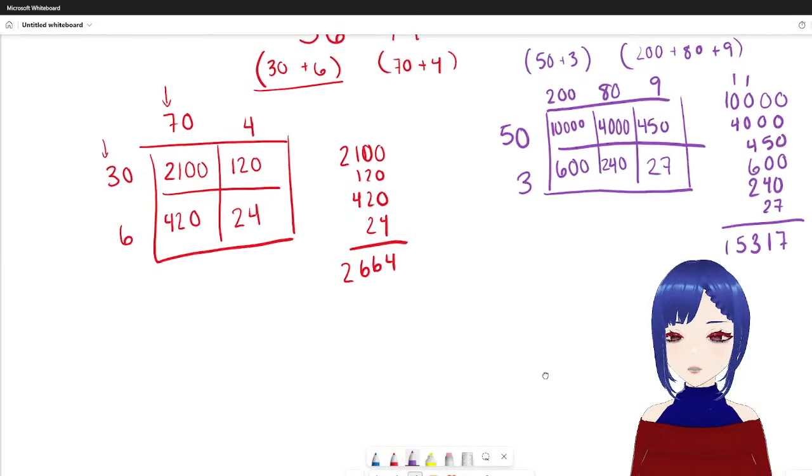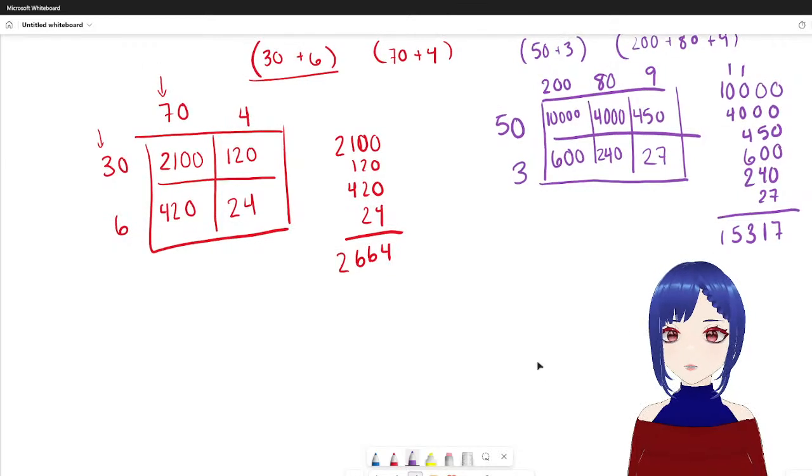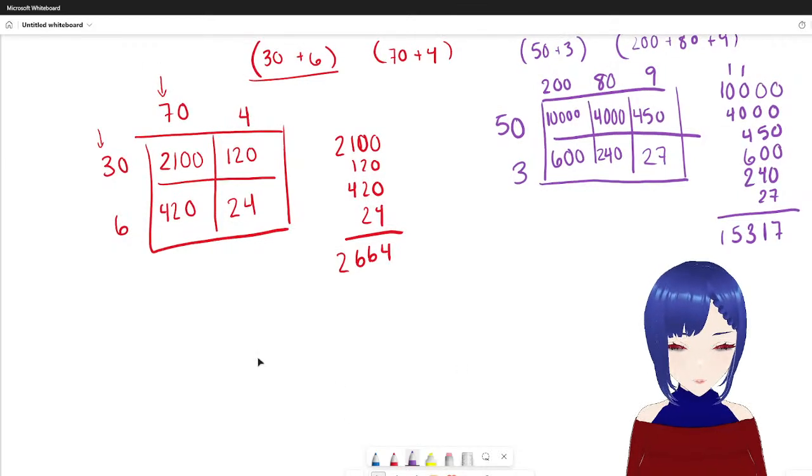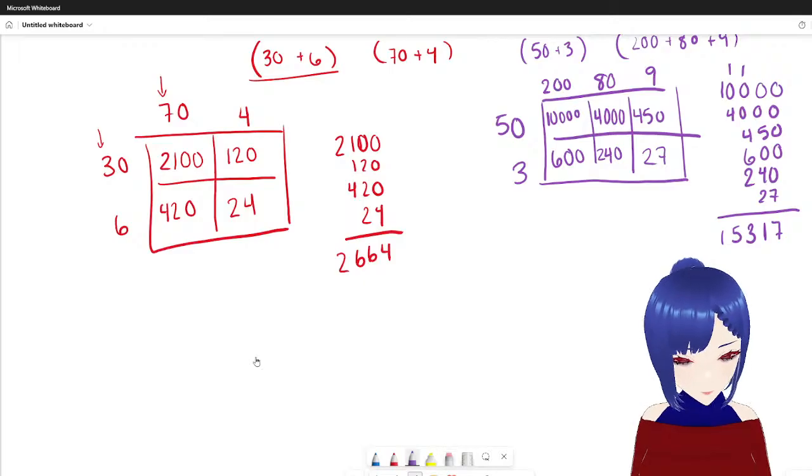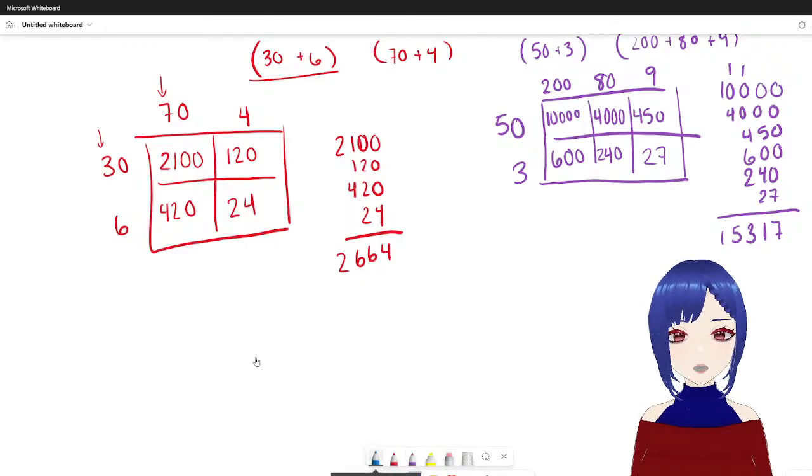Like this part needs to still be. Okay. Alright, so let's go to the blue now.